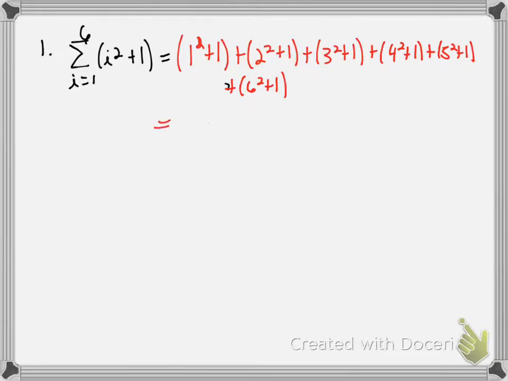Now I can go through. I'm going to solve these. So 1 squared is 1 plus 1 is 2. 2 squared plus 1. So 2 squared is 4 plus 1 is 5. 3 squared is 9 plus 1 is 10. 4 squared is 16 plus 1 is 17. 5 squared is 25 plus 1 is 26. 6 squared is 36 plus 1 is 37.